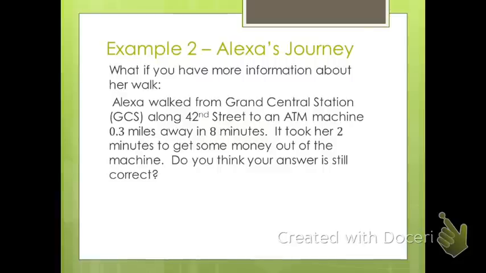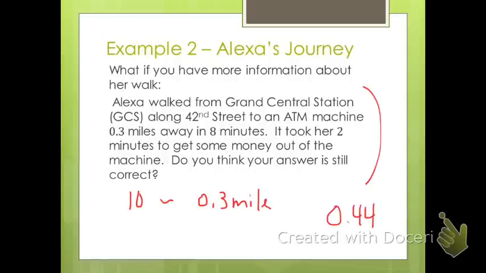Well, obviously it's not, because with this additional information that we have here, in the first 10 minutes, she had only gone 3/10 of a mile, not 0.44. Okay, so we have to think about what's going on here. Why is that the case? Why didn't she get as far as we thought she would?